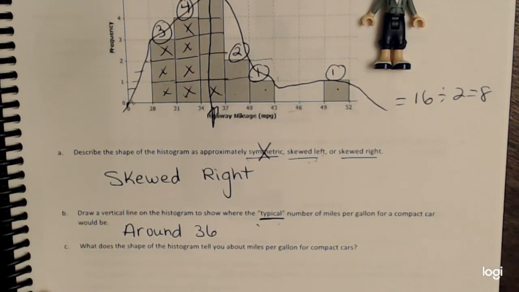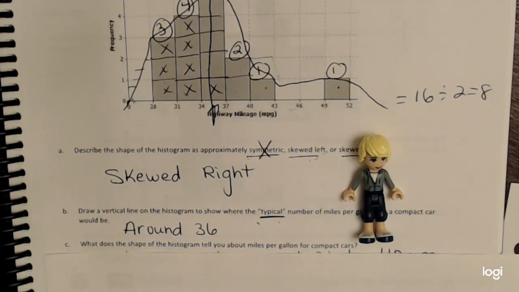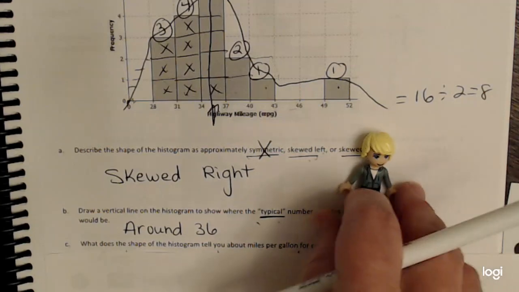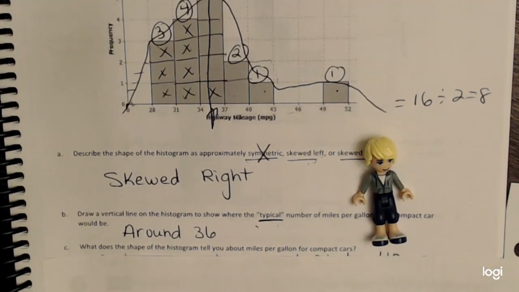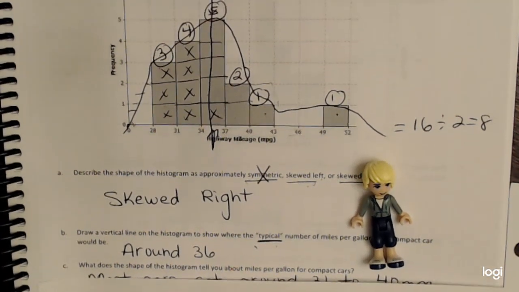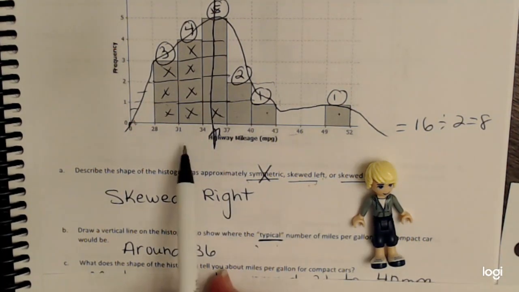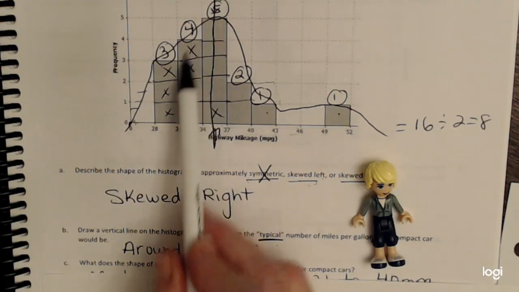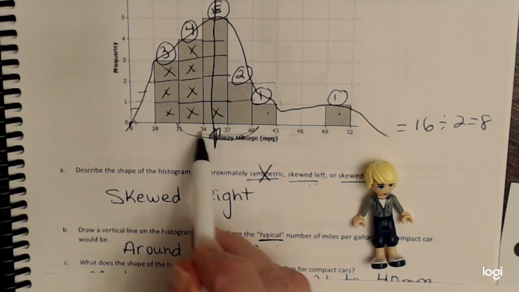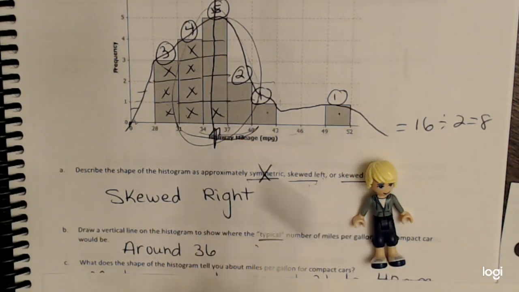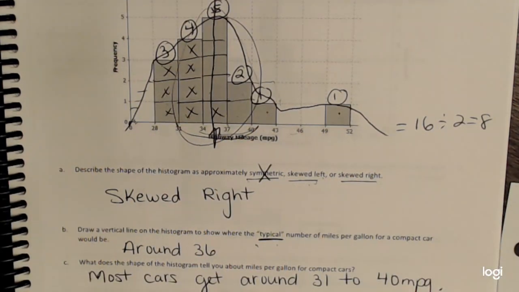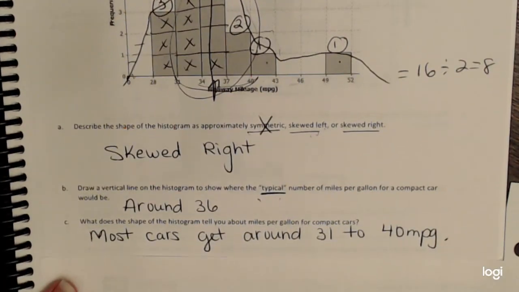Problem C says, what does the shape of the histogram tell you about the miles for compact cars? Okay, so let's look at problem C that says, what does the shape of the histogram tell you about the miles per gallon for compact cars? When I look up here at my histogram, I can see where the bars are the tallest. I've got a lot of cars right here between the 31 and 40 range. That's where most of the cars are. So I just wrote here that most cars get around 31 to 40 miles per gallon.